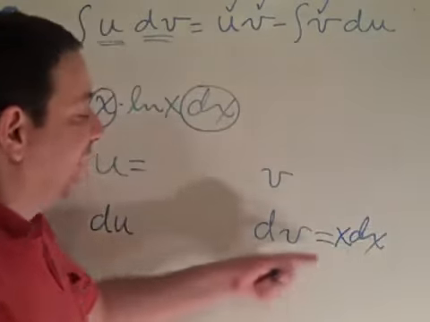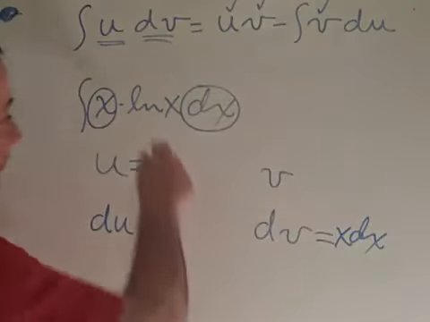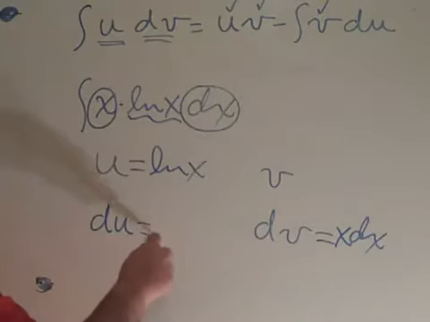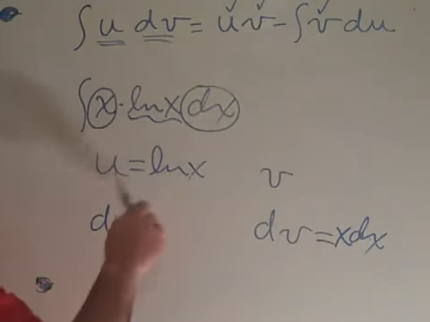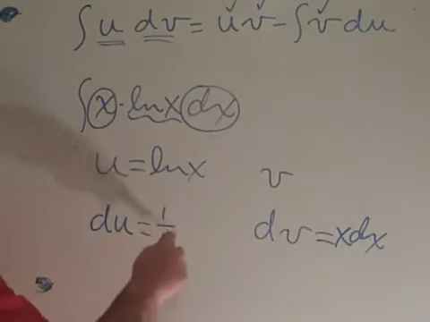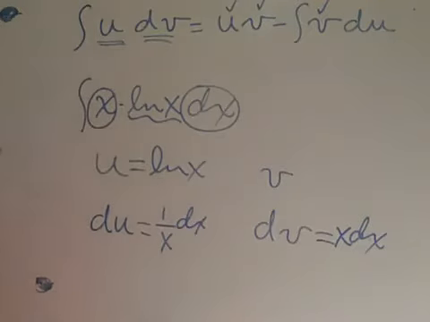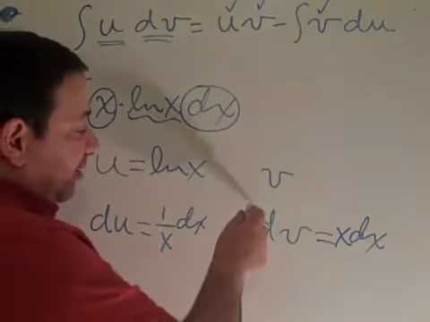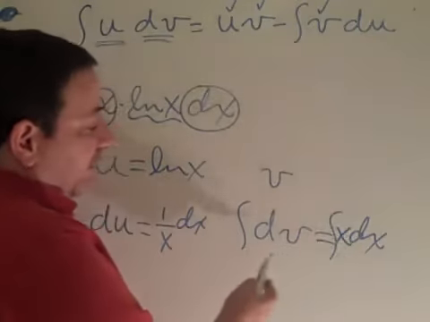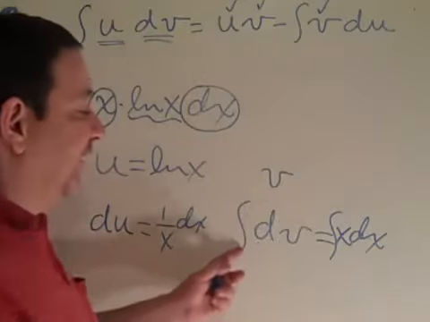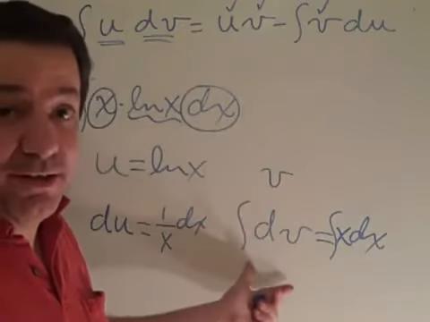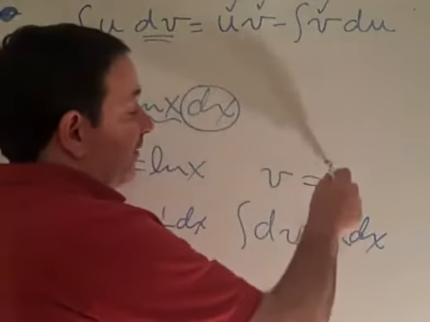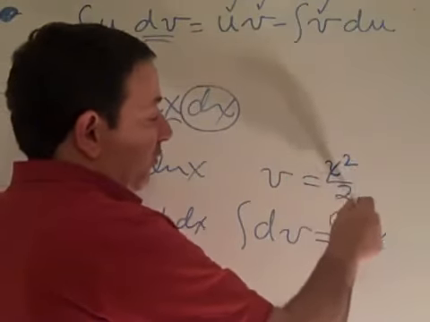Why? Because I know how to integrate this, and what's left over, ln of x, I know how to take the differential of. The differential of ln of x is 1 over x dx. That is dx over x. And if I integrate both sides, the integral of dv, just like the integral of dx is x, the integral of dv is v. And the integral of x dx is x squared over 2.